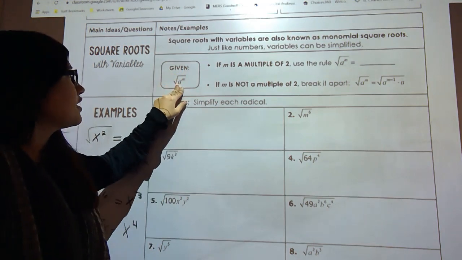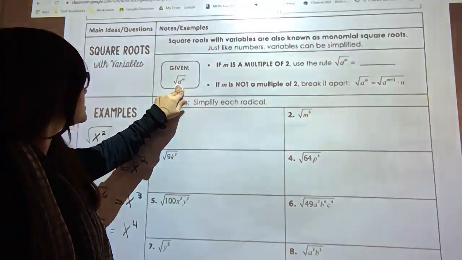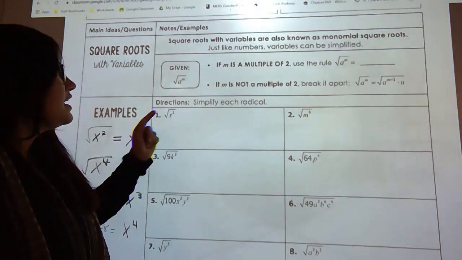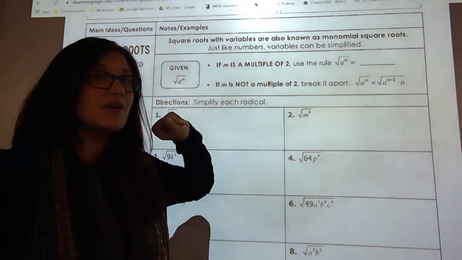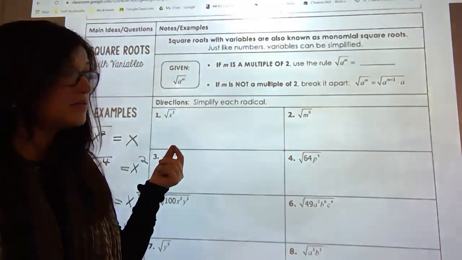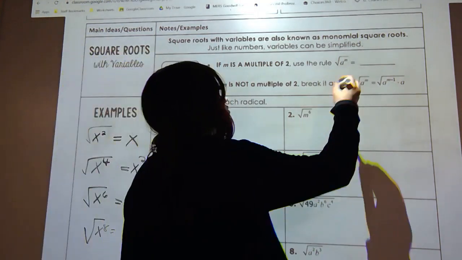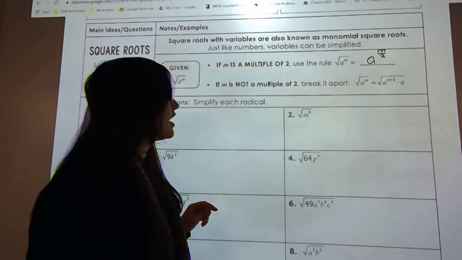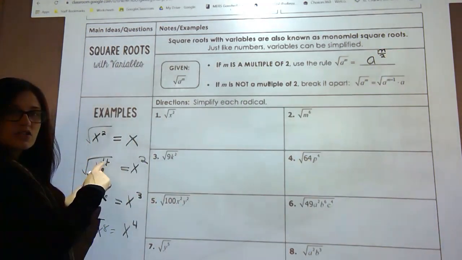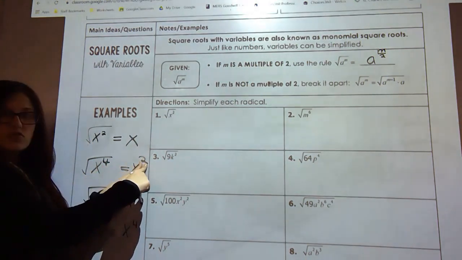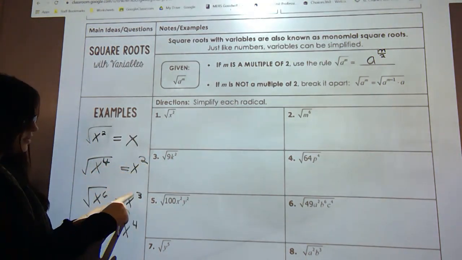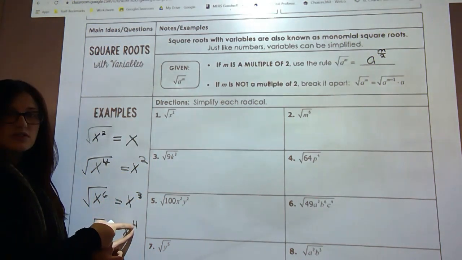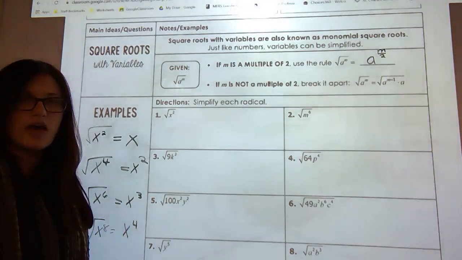So if you're given this radical to simplify, and it's the square root of a to the m, if m is a multiple of 2, in other words, if m is even, the rule is you just have a and divide that m by 2. So if I had x to the fourth, I just divide 4 by 2, which is 2. x to the sixth, 6 divided by 2 is 3. x to the eighth, 8 divided by 2 is 4. So you see how we do that?